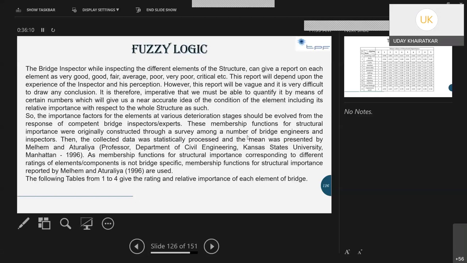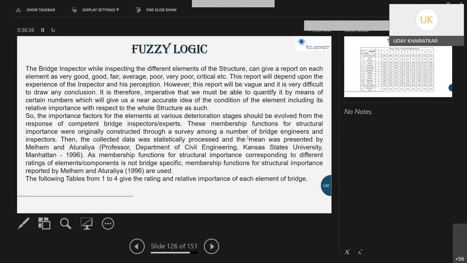These membership functions for structural importance were originally constructed through a survey among a number of bridge engineers and inspectors. Then the collected data was statistically processed and the mean was presented by Melhem and Cheng. Membership functions for structural importance corresponding to different ratings of an element are not bridge specific. Membership functions for structural importance reported by Melhem are used.